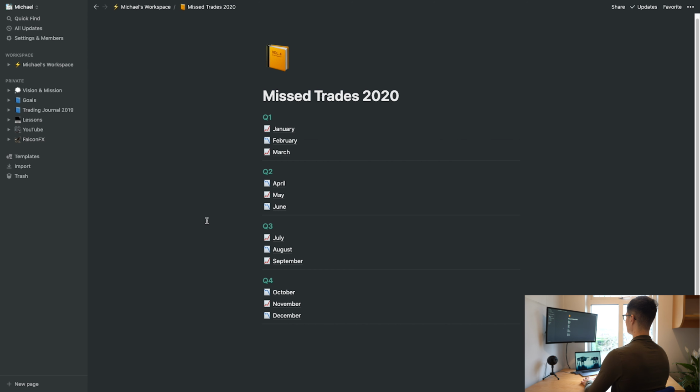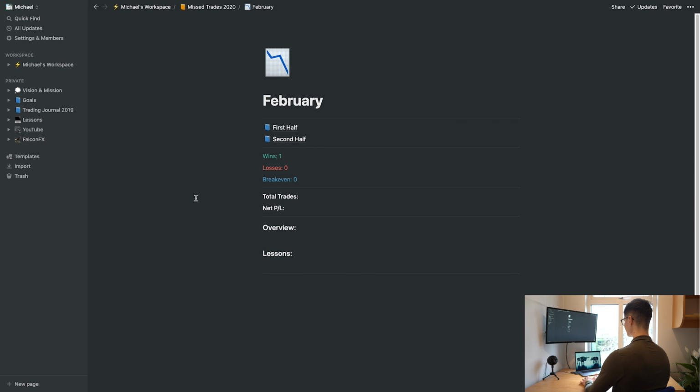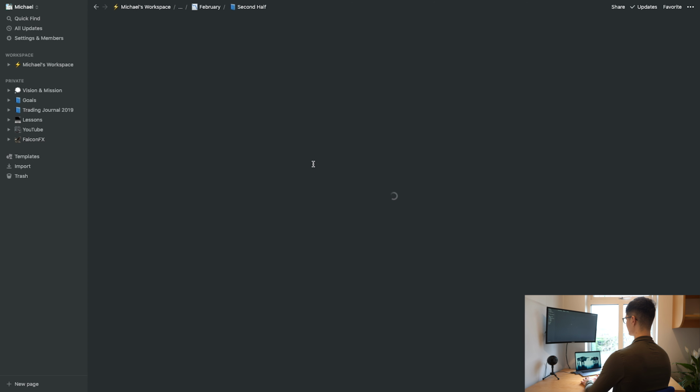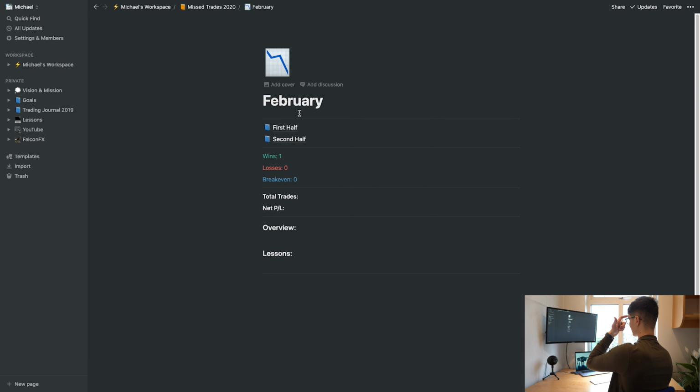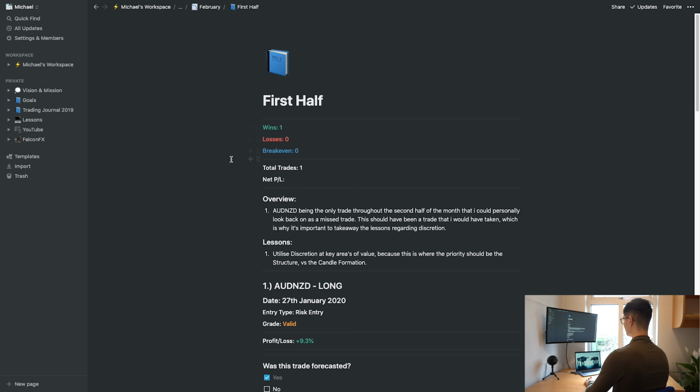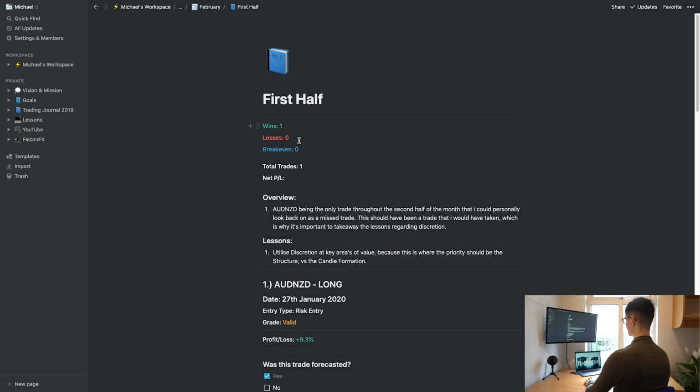Getting straight into it, let's take a look at February, because we are on that month right now. Let's look at the first half and second half. If Notion wants to hurry up, I haven't missed any trades so far in the first half. In the second half of the month, I did miss one trade. As you can see here, total trades missed: one. It was a win, no losses, no break evens.